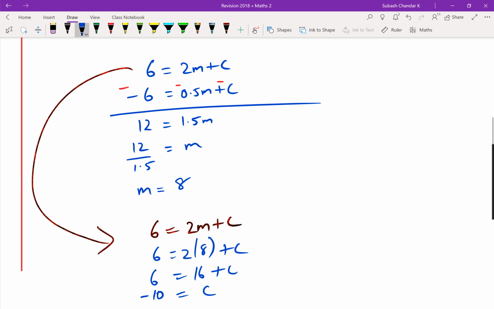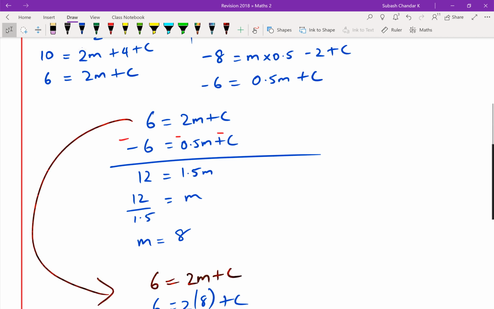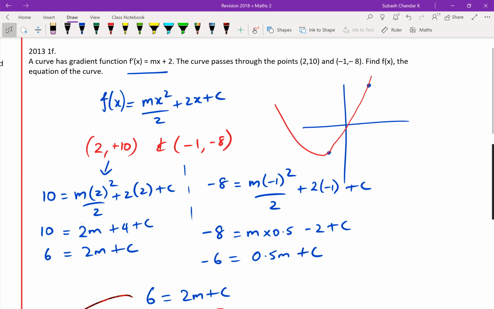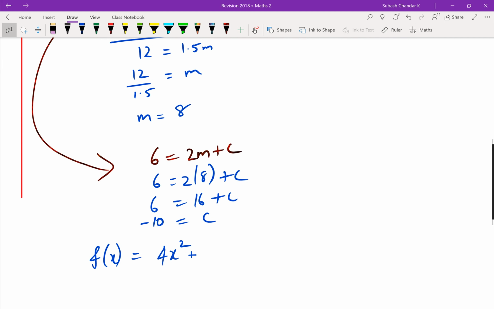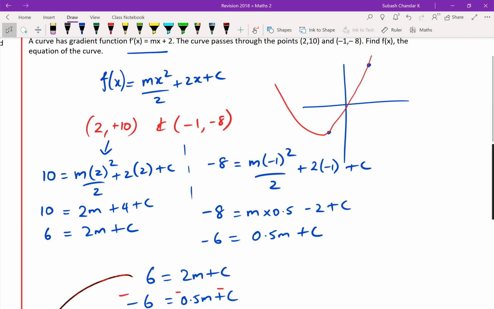All right? So that means we've actually got our equation. So f of x is equal to 4x squared. Why is it 4x squared? No, wait. It was mx squared over 2, right? Let me write that down again. mx squared over 2 plus 2x plus c. I think that's what the original equation was when we integrated it.